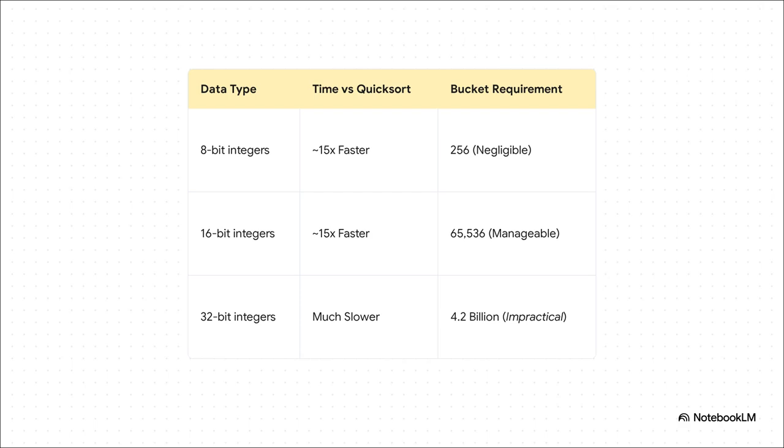That means we'd need 4 billion buckets. That's a whopping 16 gigabytes of memory just to hold the buckets. And then we'd have to loop through all of them. The performance just completely falls off a cliff. So it seems like a dead end.